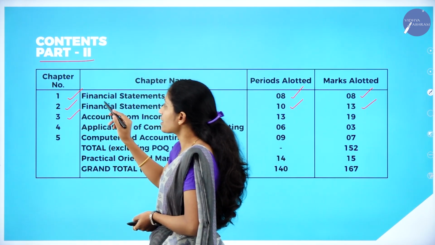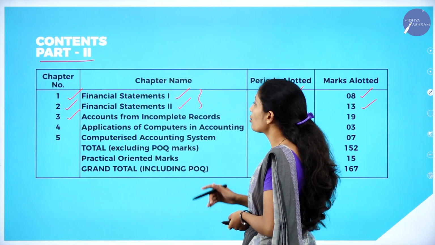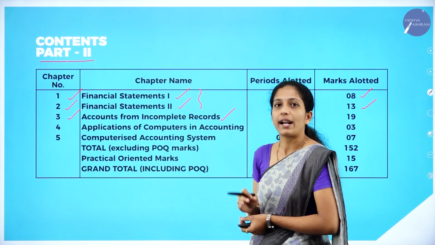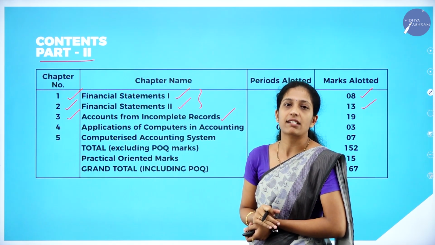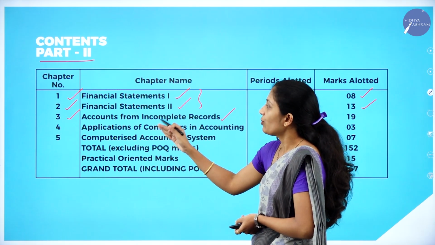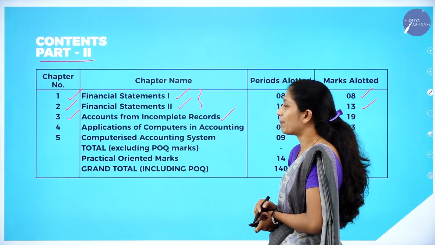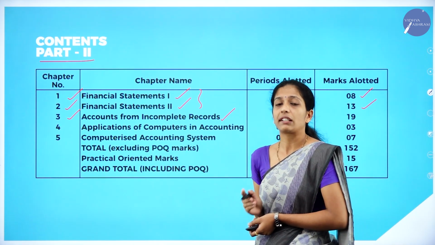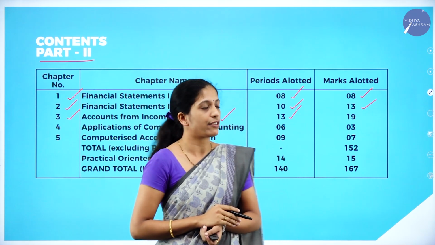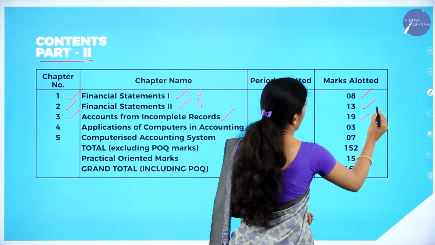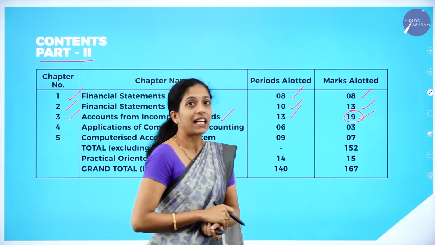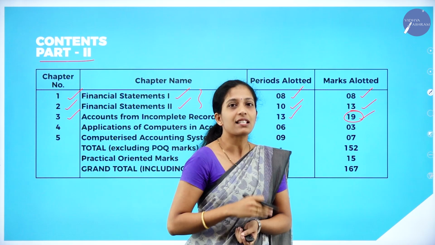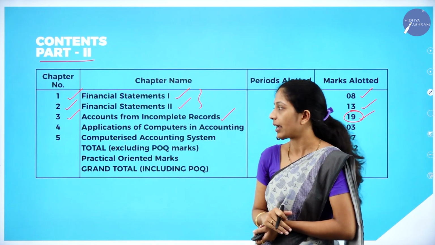Now moving on to the third chapter under part 2, that is accounts from incomplete records. Here it is also called accounting of the single entry system of bookkeeping. So we are going to discuss accounts from incomplete records, where the period allotted is 13 hours. So 13 hours is required to complete this particular chapter, and see the marks allotment. It is a very important chapter in part 2: you can expect 19 marks from this chapter, accounts from incomplete records.